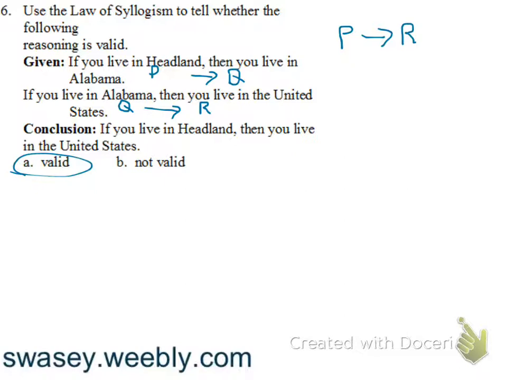It's kind of like the transitive property: if A equals B, and B equals C, then A equals C. Same kind of order with the letters. If P then Q, and if Q then R, then if P then R.